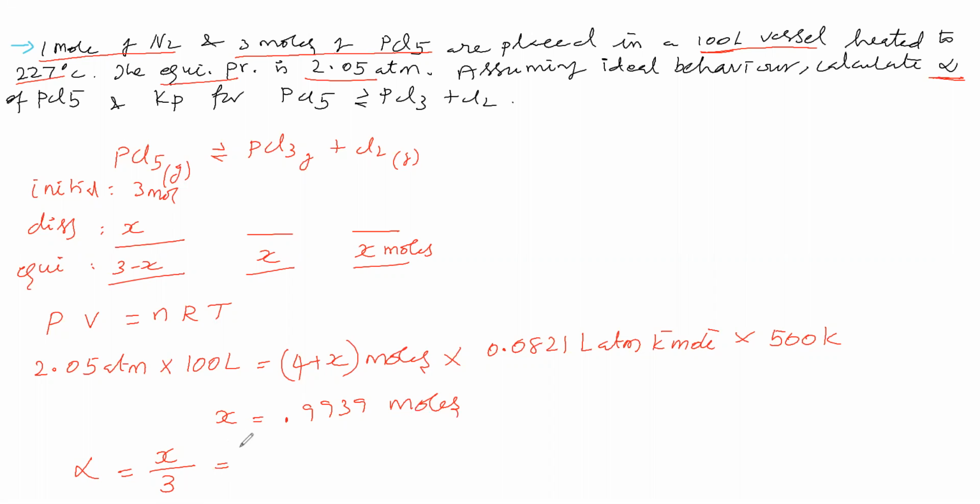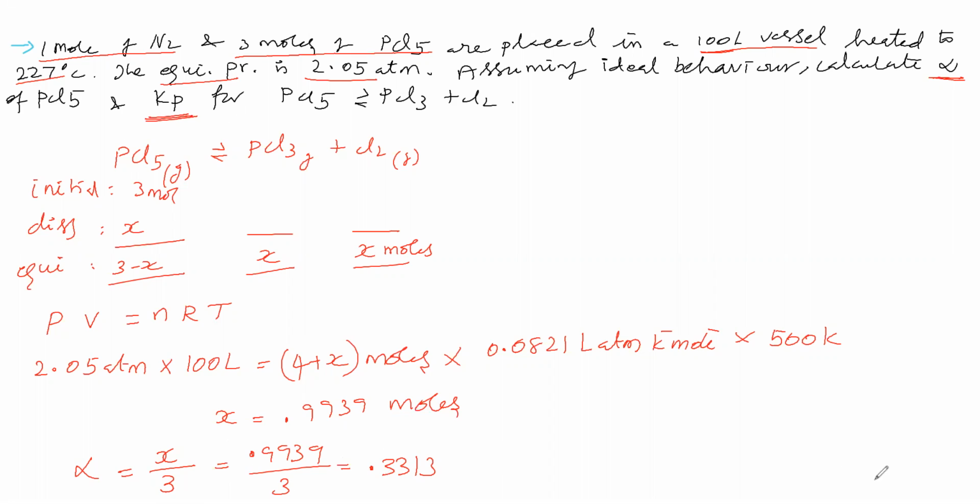Now we will substitute the number of moles of PCl5 dissociated. The initial number of moles of PCl5 we have written. We are simplifying, and we get the degree of dissociation value. Okay, we got the degree of dissociation. Next, what we have to find? Kp we have to find. They are asking us to find Kp.